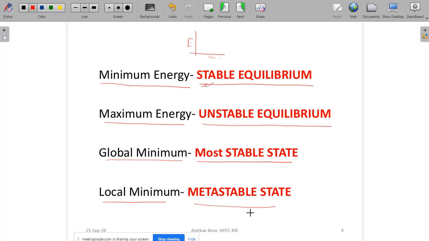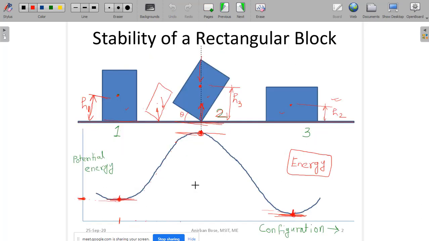So in our diagram, between these two minima positions, you see that this one is the global minimum, because this is the most minimum position. This one is the metastable state, because this is also a minimum, but it is not the global minimum, so it is not the most stable state. And on the other hand, this is the unstable state. But remember, all these three states are in equilibrium.